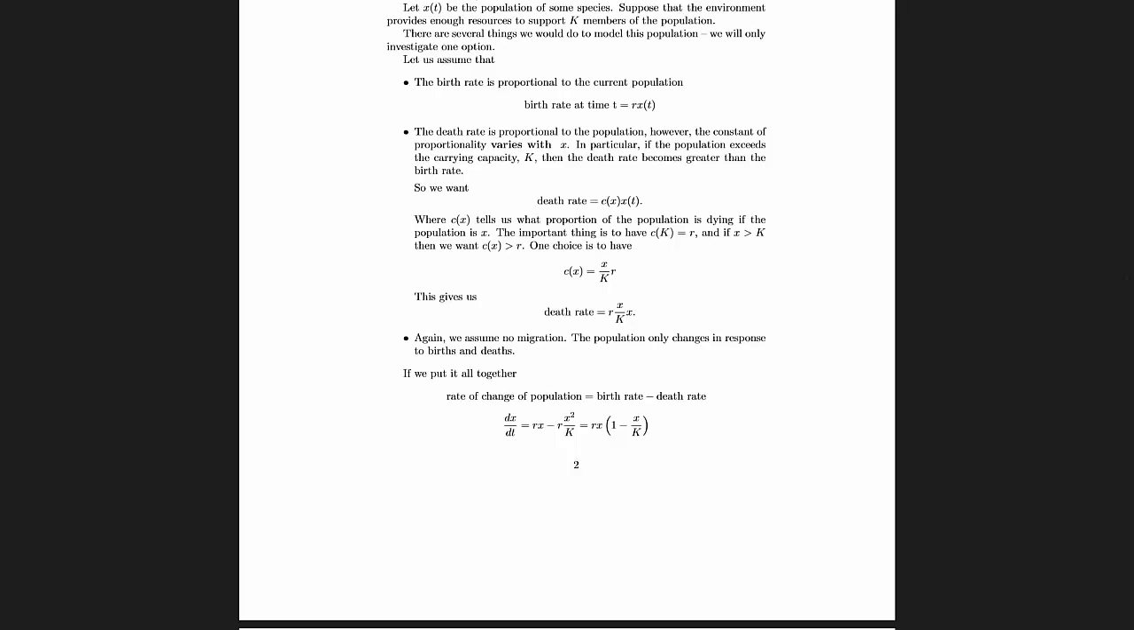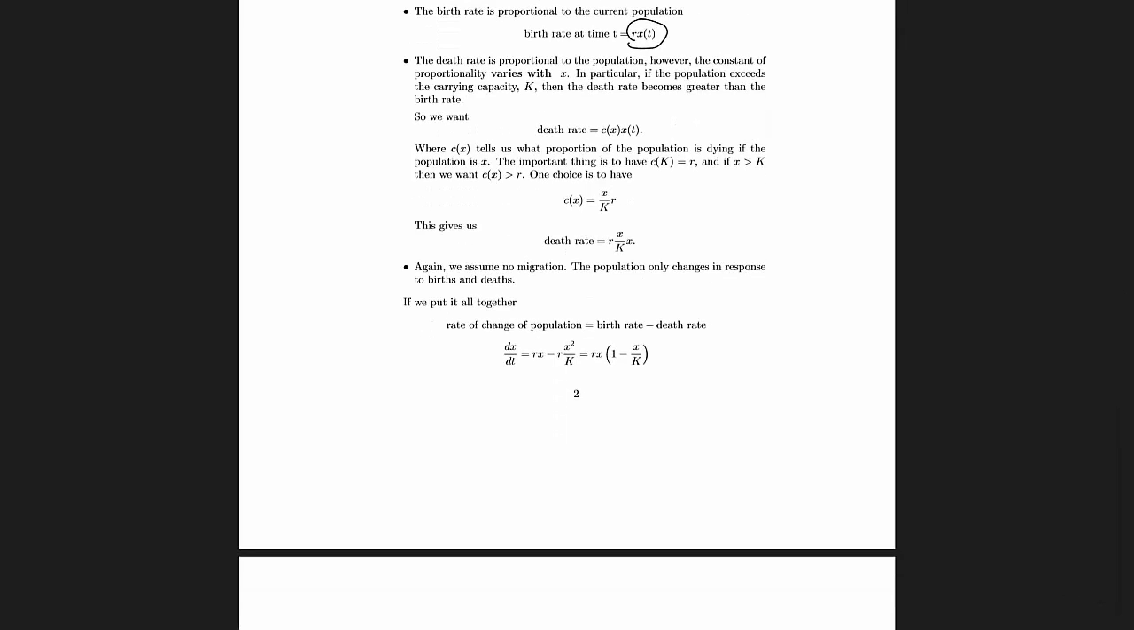Again, there are lots of ways we can do this. I'm only going to investigate one very classic option. All right. Let's assume that the birth rate of the population is just proportional to how many members of the population there are, just like we did last time. So we'll assume that the birth rate at time t is some constant r times the current population x. Okay. Now, we haven't taken the carrying capacity into account at all.